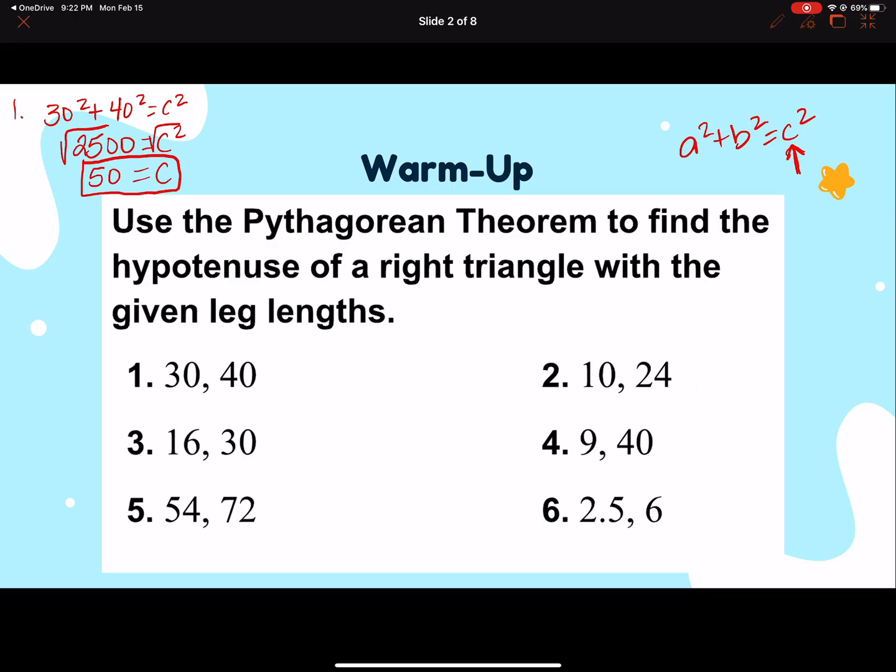Okay, so let's try number 2. You should have done 10 squared plus 24 squared equals c squared. And when you added those together, you would have got 676 is equal to c squared. So to get c, we would take the square root of both sides. And the square root of 676 is 26. So again, this one was a perfect square, so it is a rational number, and it's actually, even more than that, a natural number because it's a counting number.